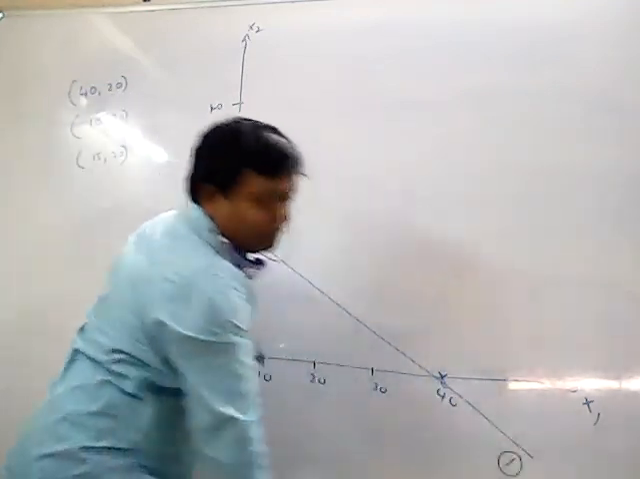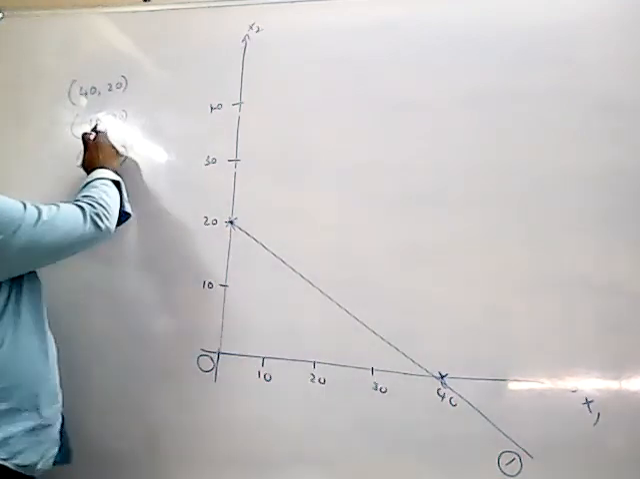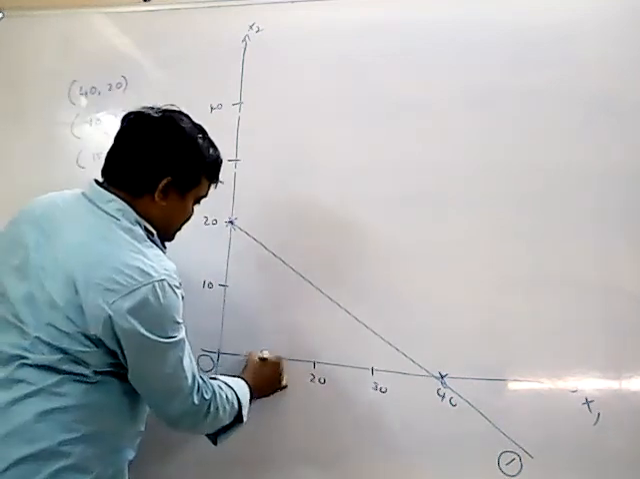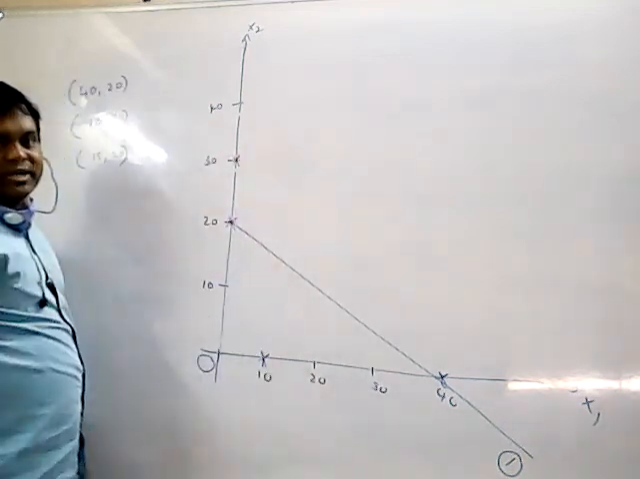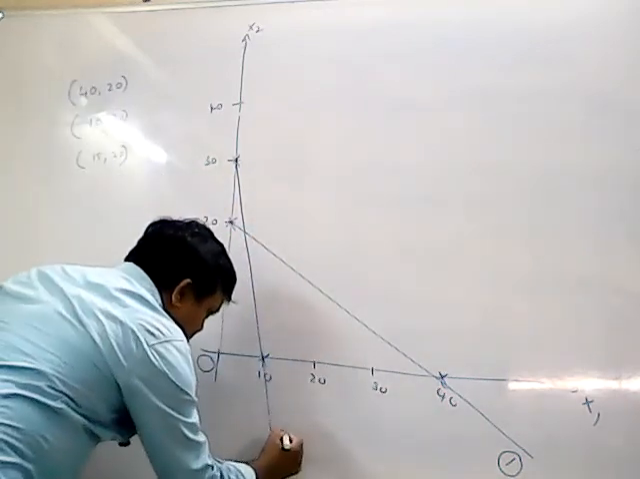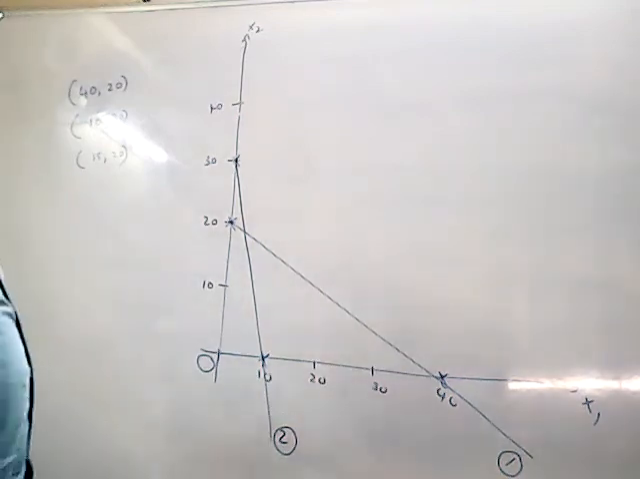This is equation number 1. Next, second point, (10, 30). x1 value is 10, x2 value is 30. So join these points by using a scale. This is line 2, equation 2. Now the third one.